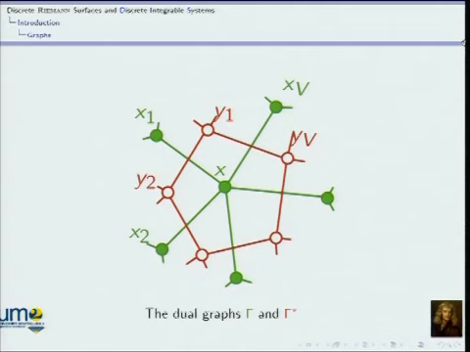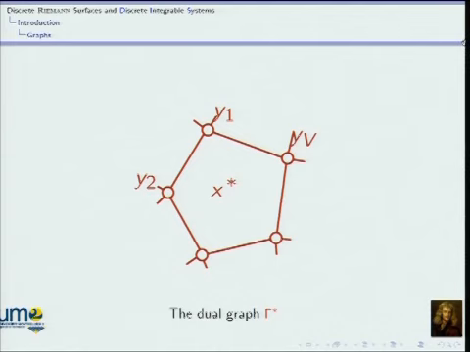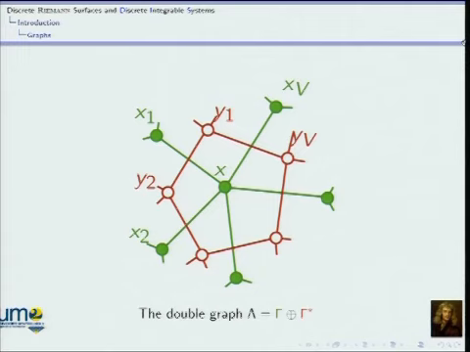This is a combinatorial thing, okay? So you put a dual vertex inside each face. For each edge separating 2 faces, that is to say 2 dual vertices, you have a dual edge. That's the dual graph gamma star. So when you take both at the same time, and that's what I'm going to do, then you have another type of thing, the double graph, okay?